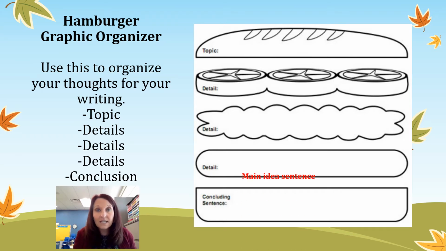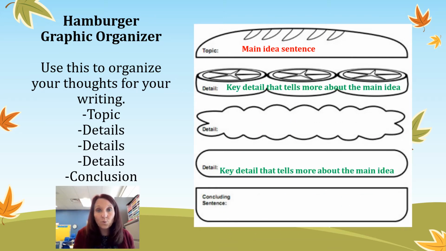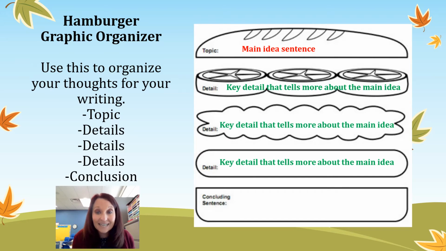So that first sentence, the topic sentence, is going to be your main idea sentence. That's going to tell the reader of your paper what you're writing about, and that's your top bun. Then the next three parts or three sentences are going to be the interesting things. It's the key details that tell you more about the main idea.